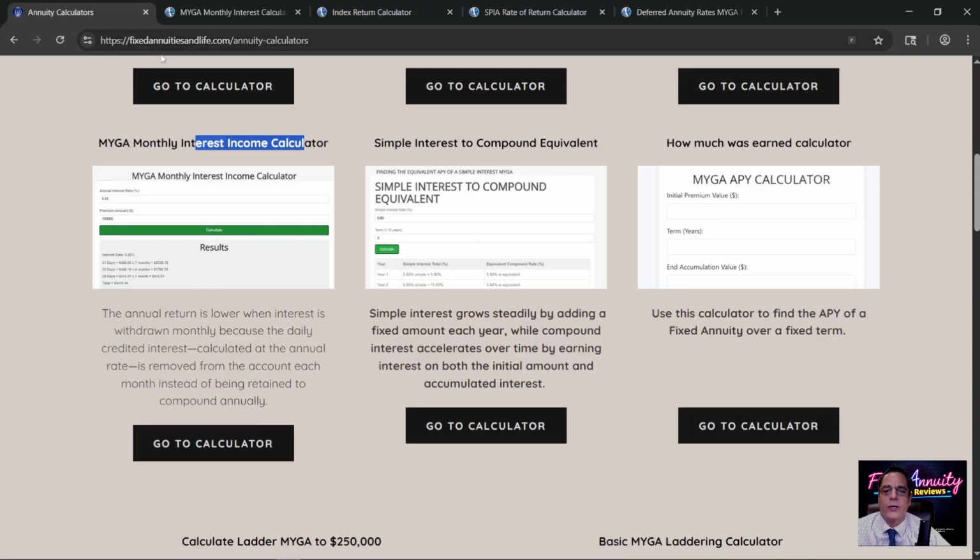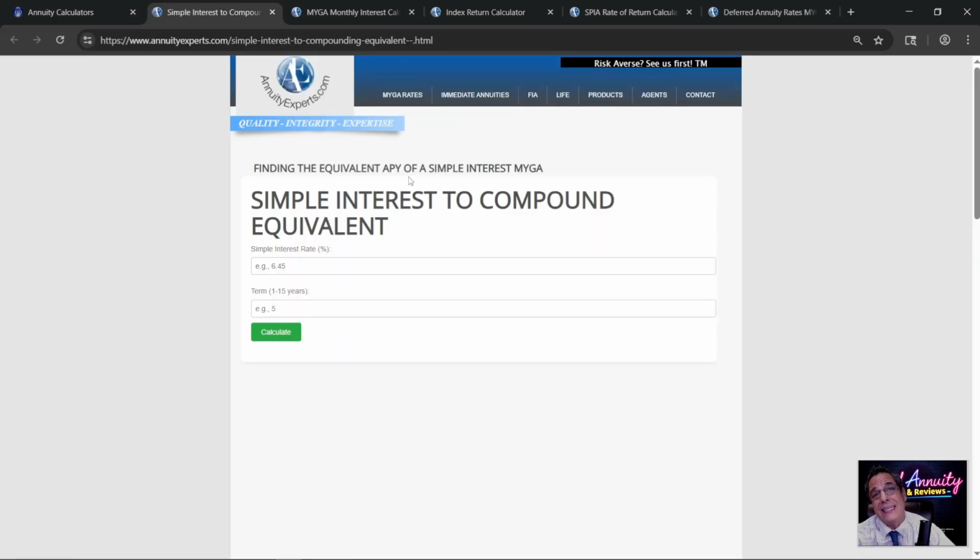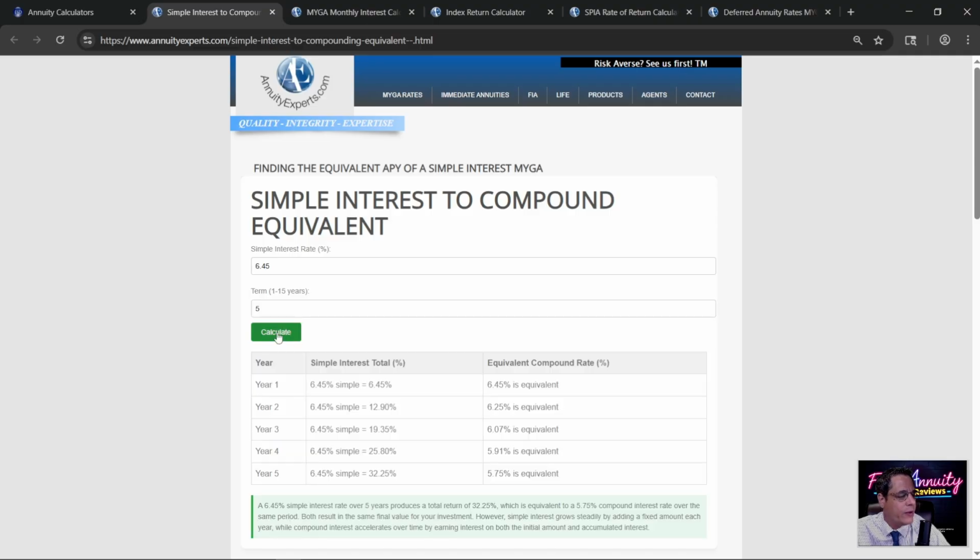So next we're going to talk about the simple interest, because some companies now have simple interest rates. So they're putting it out there like, hey, it's 6.8% or whatever it is. So you can type in a 6.45%, say that's the simple interest, and you say, hey, that's my 5-year deal. What's the equivalent yield? So as you see, if it was a 1 year, 645 is 645. You need a compound 645 to get the 645 in 1 year.